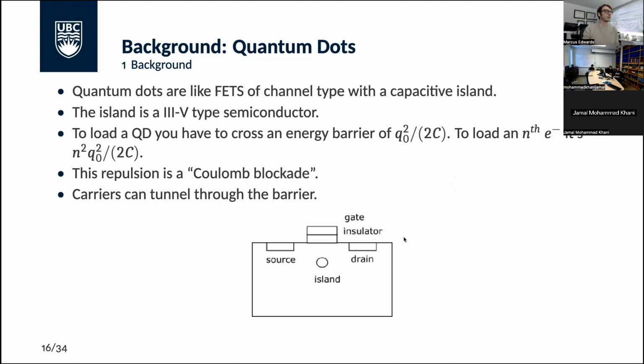So here's a diagram basically of a simple quantum dot. It looks like a field effect transistor with a source and drain. However, instead of just a channel between the source and drain, we have an island, which is a 3 to 5 type semiconductor. And then on top of this, we have a stack of a gate and an insulator. So the gate here would be some kind of metal where we would apply a voltage, which would change the energy barrier a carrier has to overcome or tunnel through to get from the source to our island.